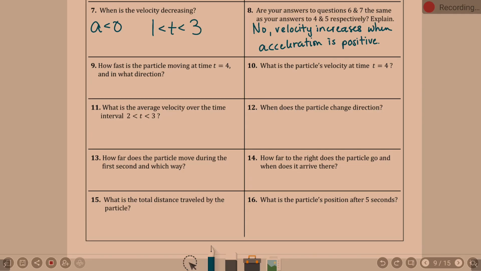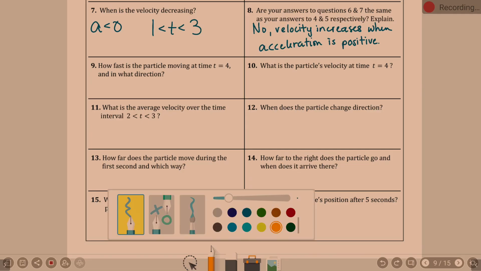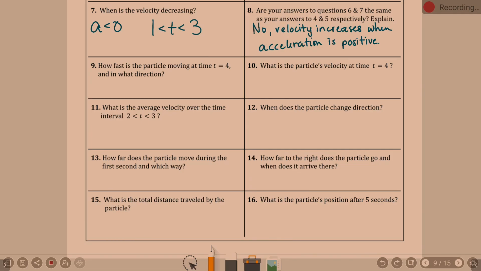Okay. We're ready for 9? Mm-hmm. How fast is the particle moving at time t equals 4, and in what direction? Negative 5 feet per second. And it would be going left since it's negative.